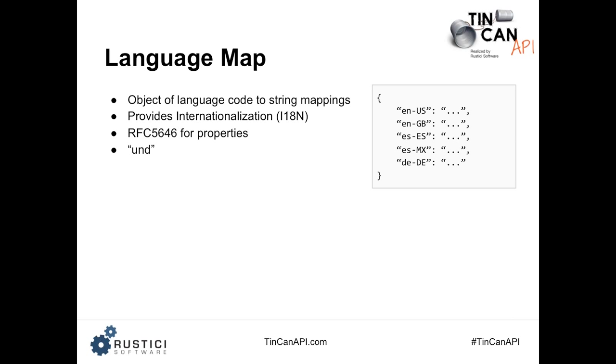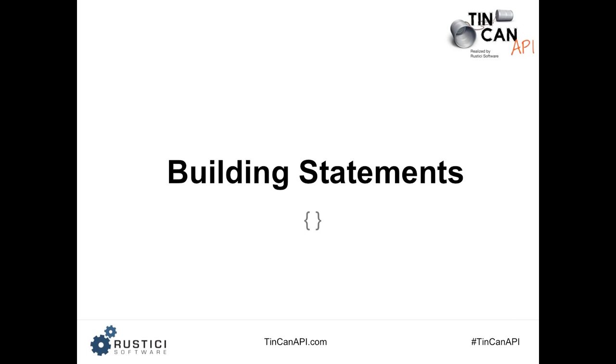This gives us a way to do easy internationalization, essentially translations. There is a special language map code that can be used. It's just UND, which is for unidentified languages.